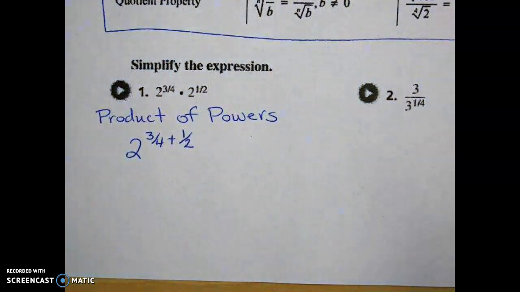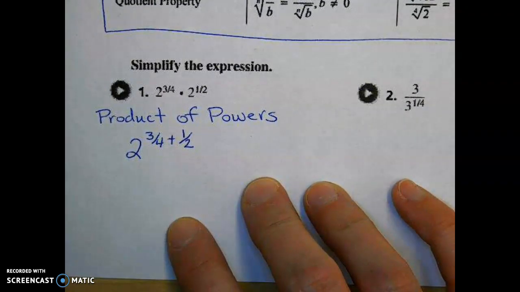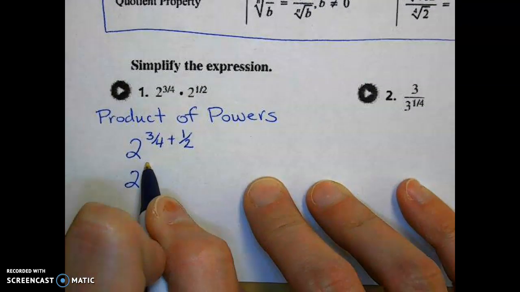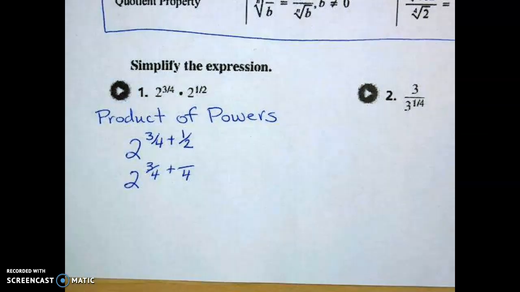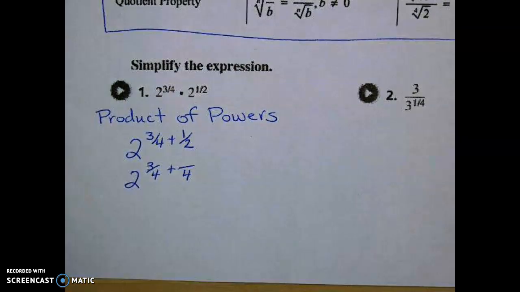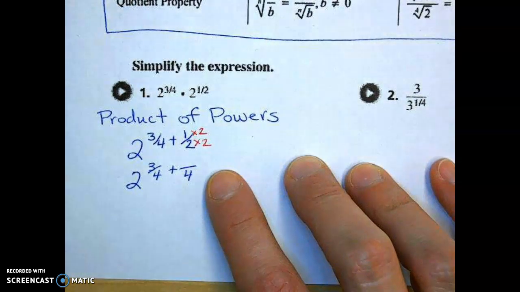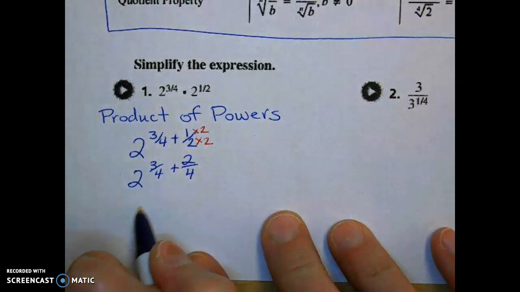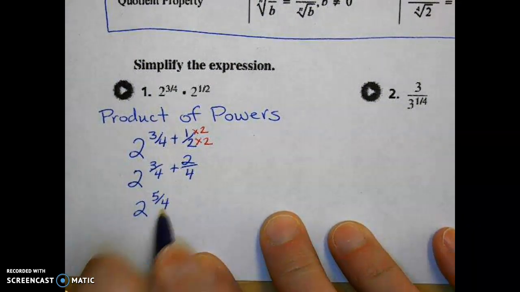And you can use a calculator to help you out. 3/4 plus 1/2 is, well, you can change it to common denominator. Okay, so this has 3/4. If it's 1/2, how many fourths is that? Remember how you do common denominators? You times this by 2. You want to get a common denominator. So it'd be 2/4. Then you add it up, that'd be 5/4. 2 to the 5/4 power.